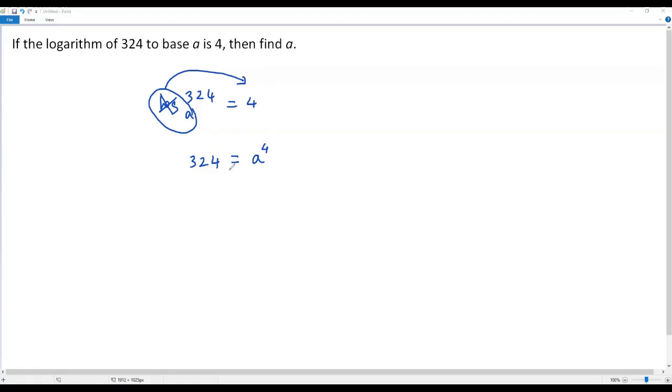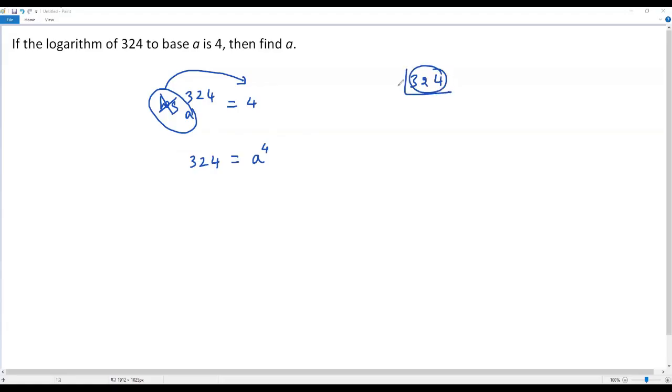For that, I'm going to write this number 324 as a power with the exponent 4. When I write this number 324 as a power with the exponent 4, we can compare this one and this one. So we'll have the same exponent 4. Whenever two terms are equal with the same exponent, the bases can be equated using the one-to-one property. Now my aim is to write this number 324 as a power with the exponent 4. For that, we have to decompose 324 into its prime factors.